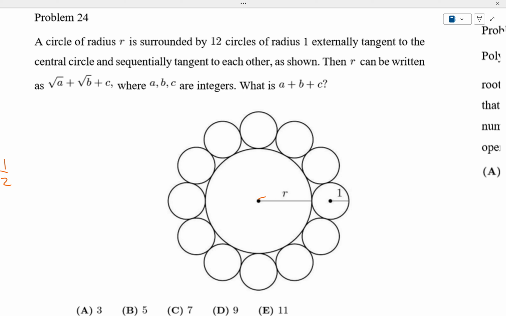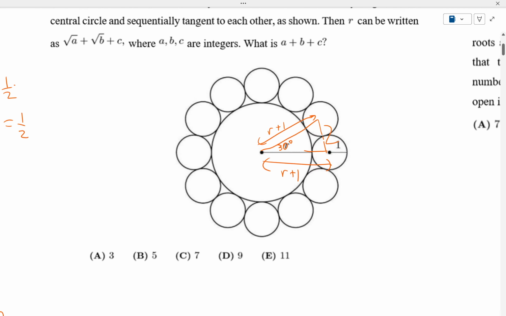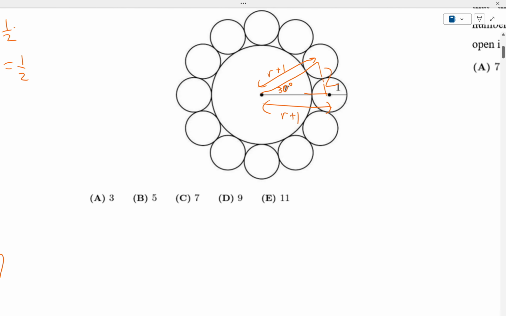So you can look at this triangle, right? So this is 1, this is 1. That means this is equal to 2. And this is r plus 1. And this is r plus 1. And this is 1/12 of 360 degrees, which is 30 degrees. So now you can use the cosine law to get an expression for 2 based on r.